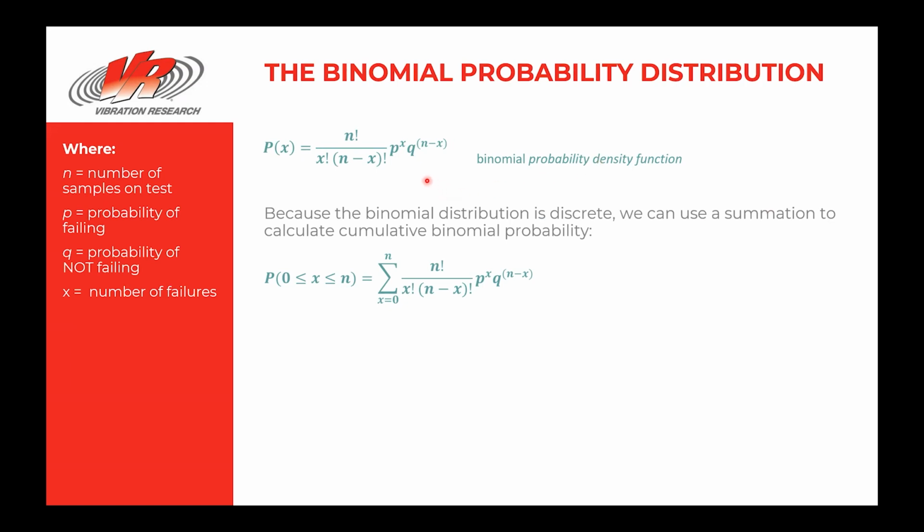N is the number of samples on test. P is the probability of failure, which in this case we can get from whatever we set our reliability target to. Q is the complement of P, so in other words, the probability of not failing. And X is the number of failures that we would see on the test.